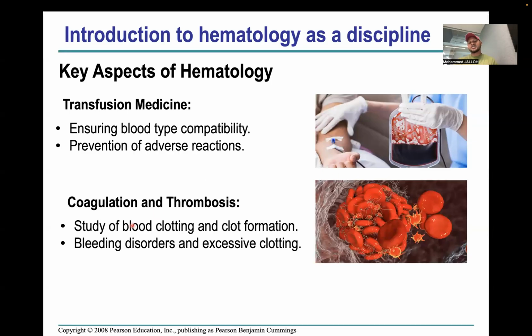And then hematology is also important when it comes to coagulation and thrombosis. Coagulation is like when blood cells start to clump together and form clots. This is very important because the study of blood clotting and blood formation is important. That is knowing when a blood clot is supposed to take place and when it is not supposed to take place. Blood clotting is important and it is also dangerous. Let's say, for example, I have a cut or an injury. If my blood doesn't clot, it means I'll bleed to death. That is why blood clotting is important.